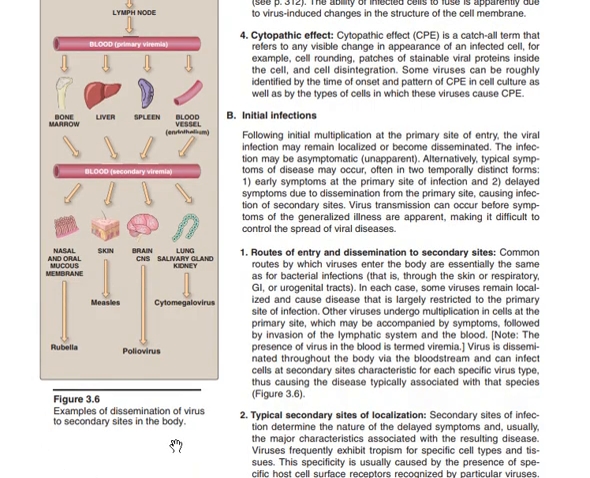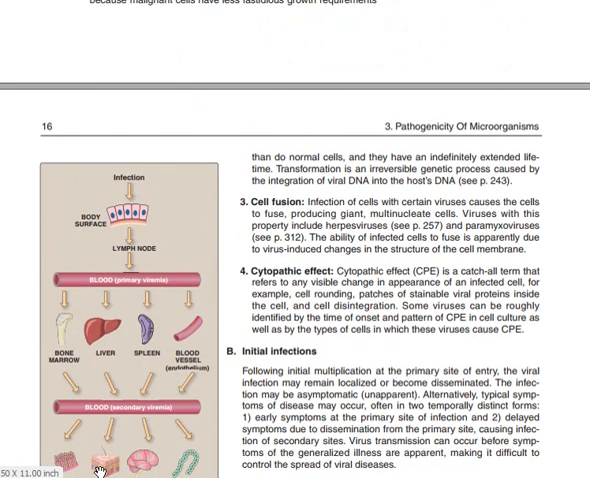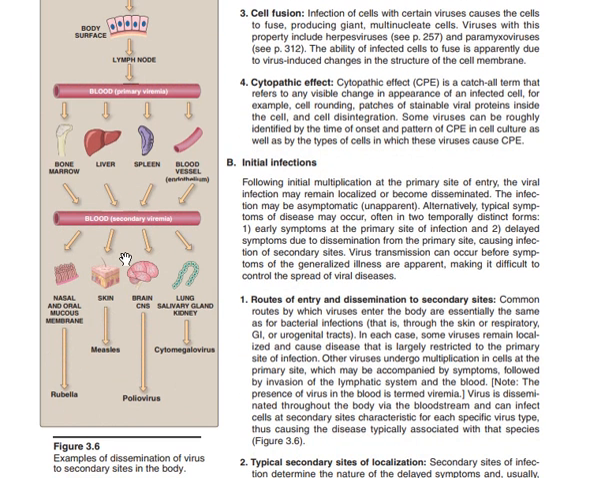Now this diagram is going to show you examples of dissemination of viruses to secondary sites in the body. Is it clear? So how do viruses disseminate to secondary sites in the body? Now we start with an infection. So we have the body surface. It now goes to the lymph nodes. Is it clear? So after the lymph nodes, it now enters into the blood. The blood can cause the passage of virus into the bone marrow, into the liver, into the spleen, and other blood vessels. Is it clear?